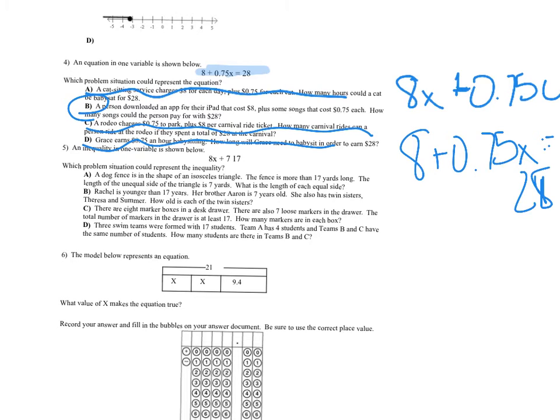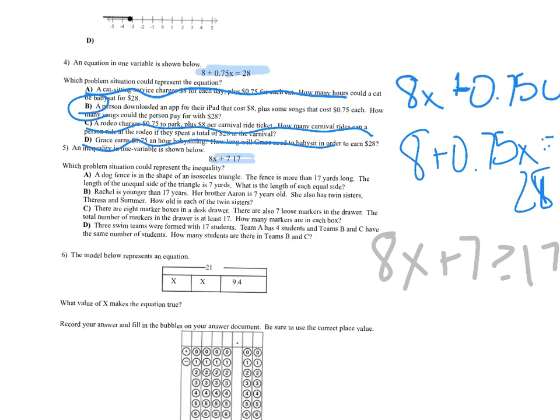Number 5, an inequality in one variable is shown below. Which problem situation could represent the inequality? Okay, it is not showing the inequality on my screen, so let me look at the actual paper real quick. Okay, so it's saying greater than or equal to 17. I'm sorry, I don't know why that didn't convert over. So I'm going to rewrite the inequality right here. So it's 8x plus 7 is greater than or equal to 17. So that's what we're looking for, okay?